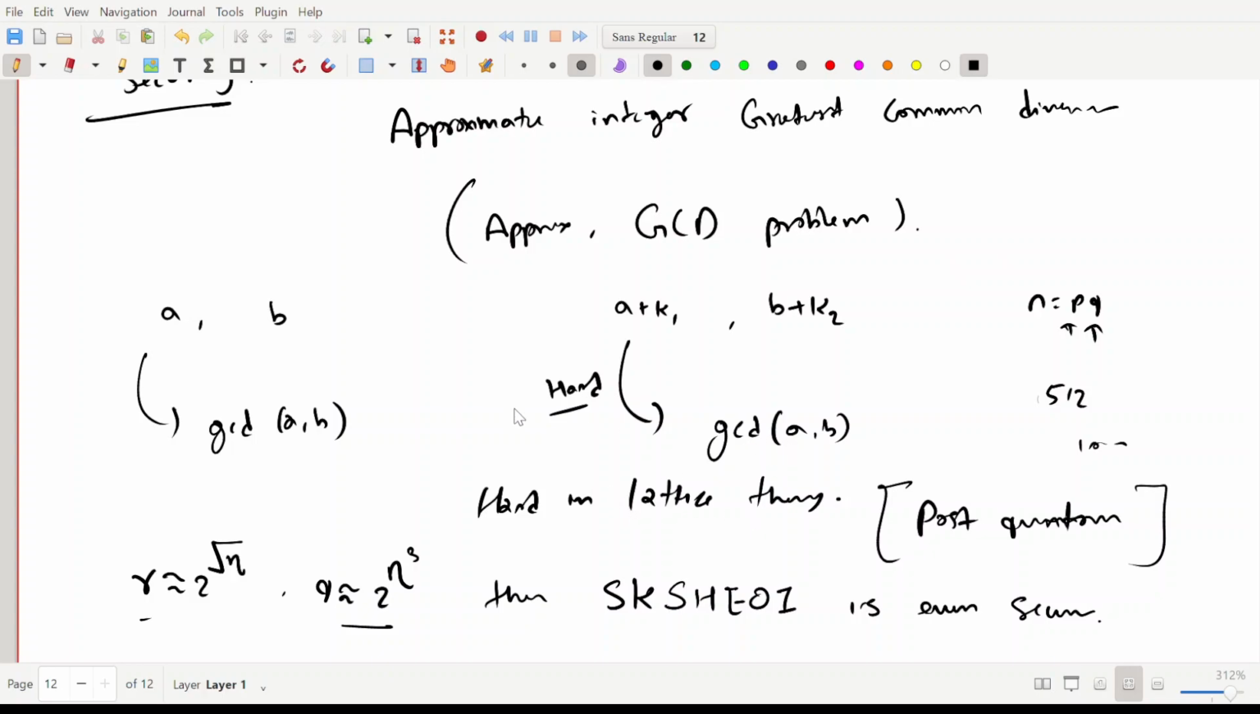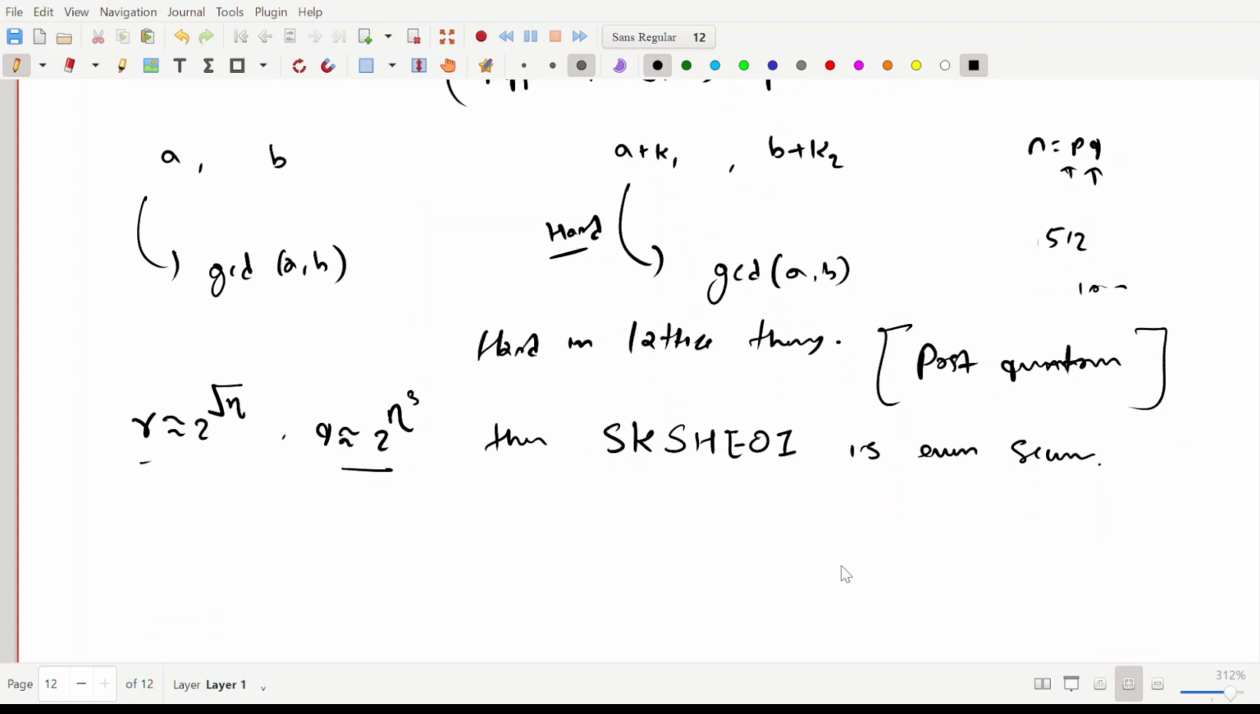And what is that approximate GCD? A simple way to see it: if you have two numbers, then you can calculate the GCD. If I have some error, then it is hard to get the GCD. So in the next class I will be doing the public key version of this.